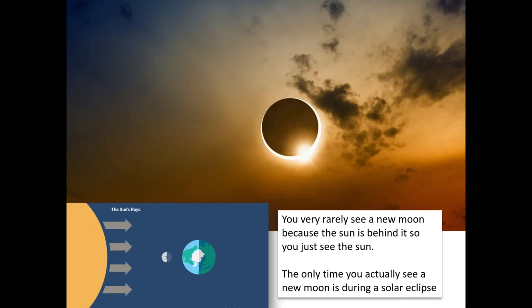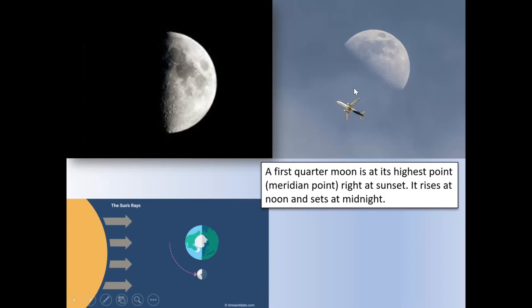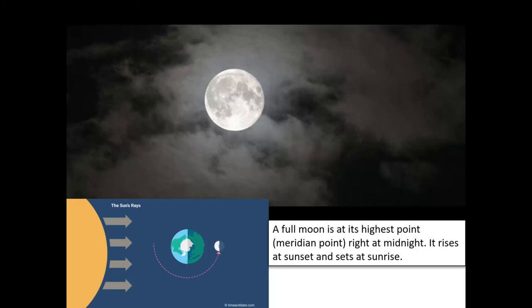Okay. So actually, solar eclipses are pretty rare. It only occurs when the orbit of the moon around the Earth is in line with the ecliptic plane. Okay. And the ecliptic plane is the orbit of the Earth around the sun. Okay, now there's a first quarter moon, right? It's going to be at its highest point at sunset, and it's going to rise at noon. It'll set at midnight.